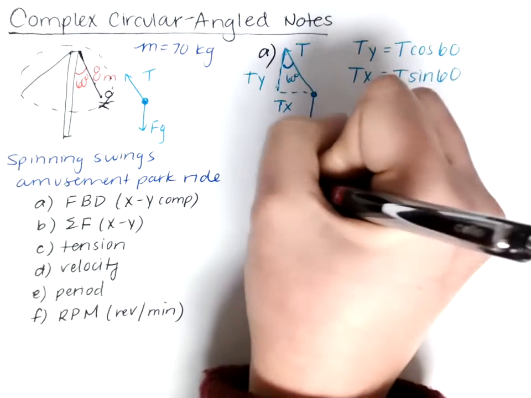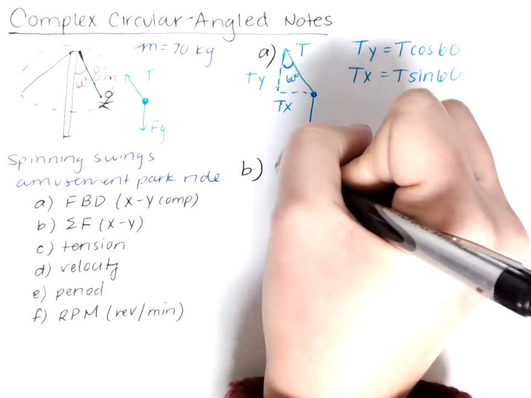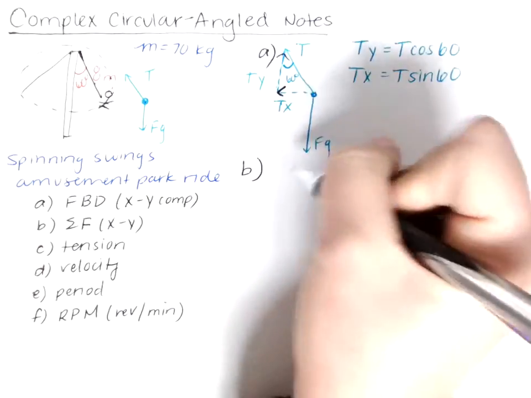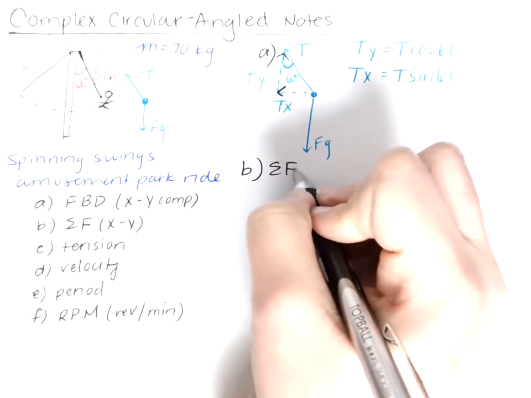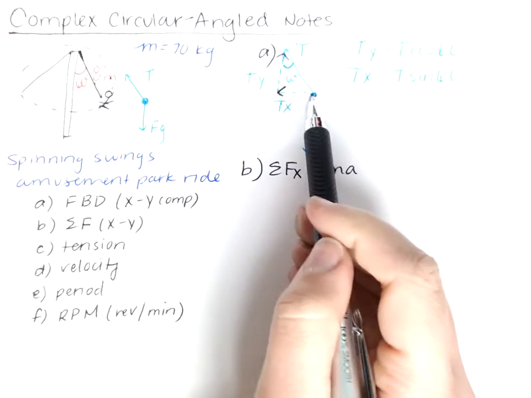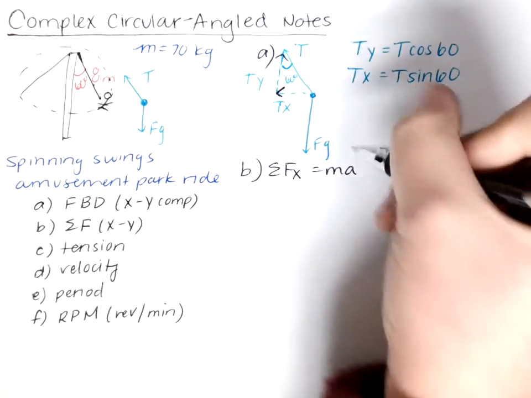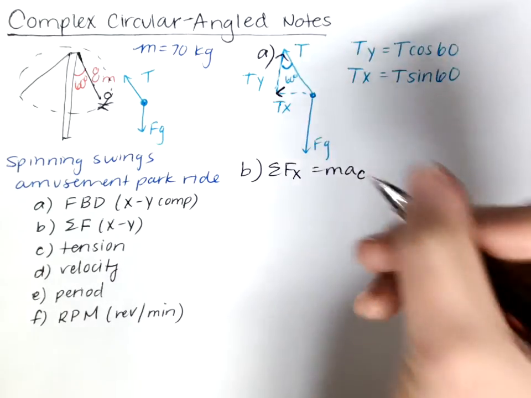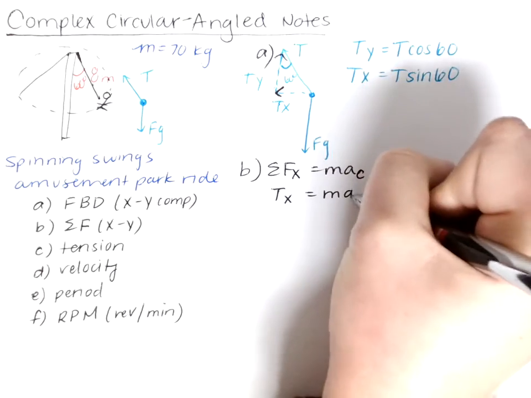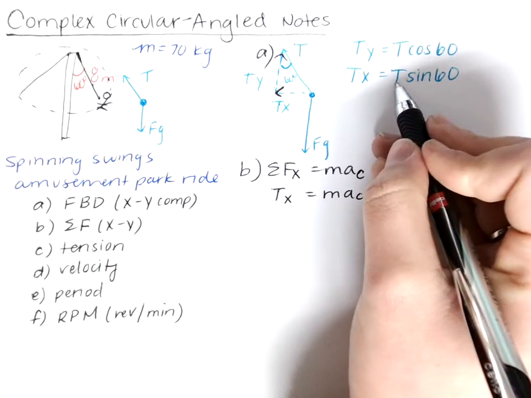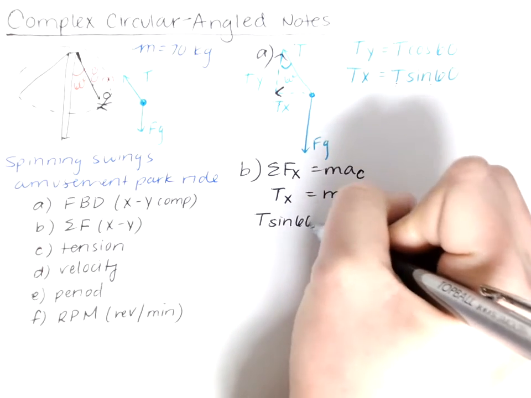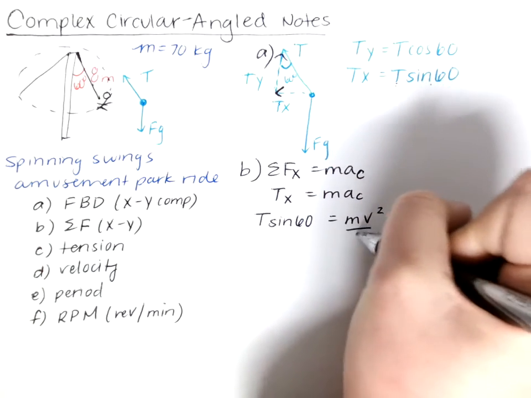Okay, let's do part B. Let's write our force equations. Let's do our x direction first. It's the simplest since there's only one force. So the sum of our forces in our x direction is equal to ma, and in the x direction is where the circular motion comes into play. So there is an acceleration, it's centripetal acceleration. We only have tension in the x direction, which is equal to m a_c, and our tension in the x direction is tension sine 60. So let's substitute: T sine 60 equals mv squared over r.